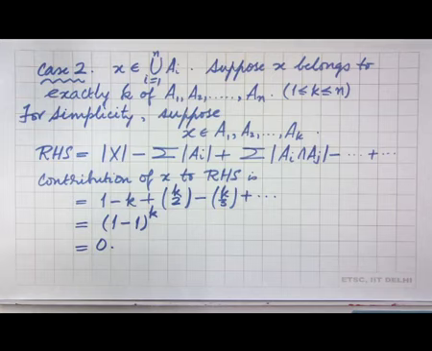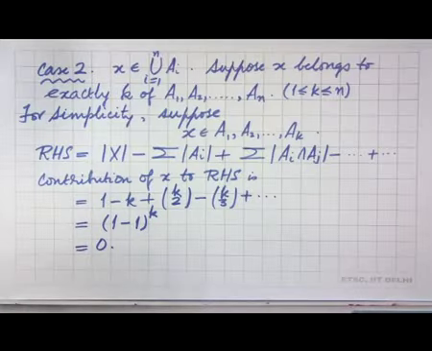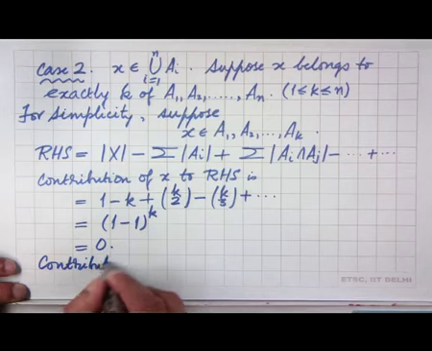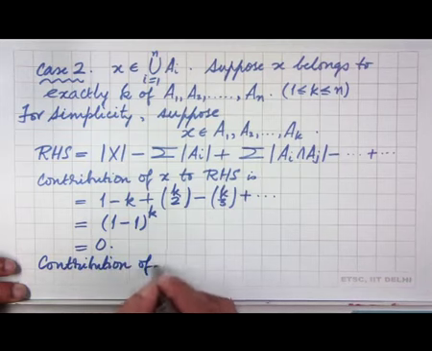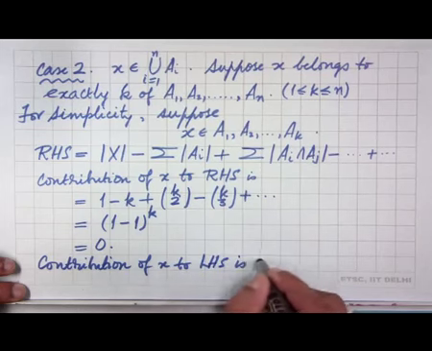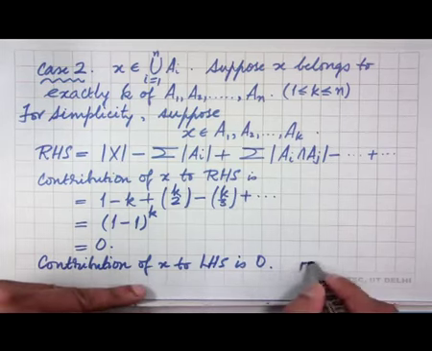On the other hand, the contribution of x to the left-hand side is more obviously 0, because the left-hand side is the set which is the complement of the union of the Ai's, and x is not in that complement. x is in the union of the Ai's. So obviously the contribution of x to the left-hand side is also 0. And therefore, that completes what we wanted to say.